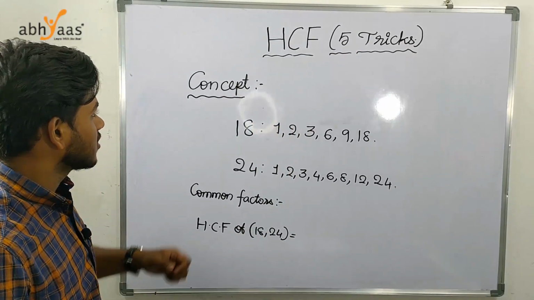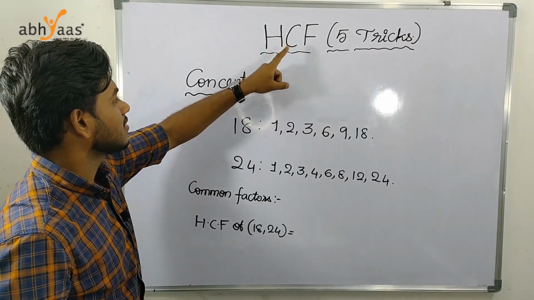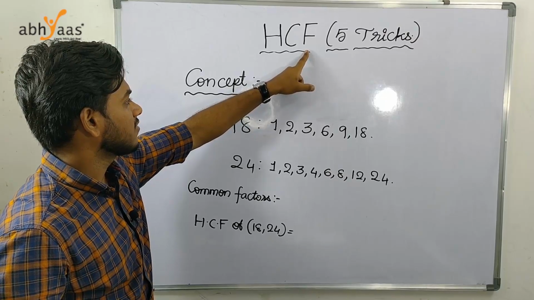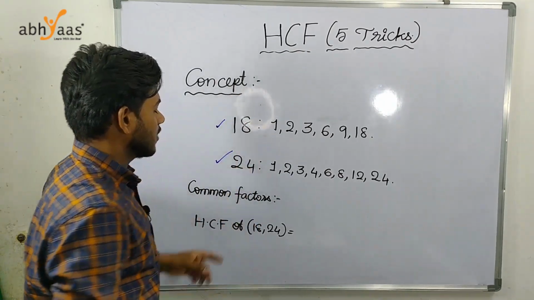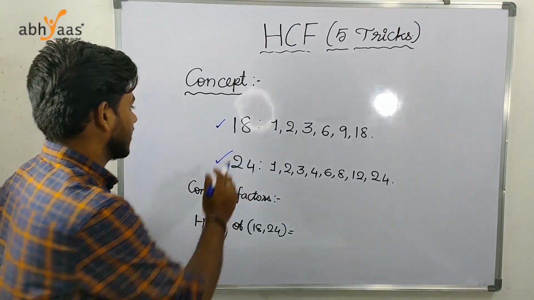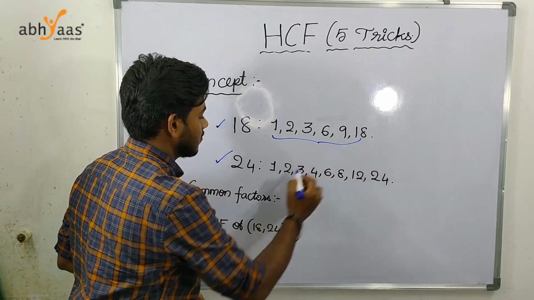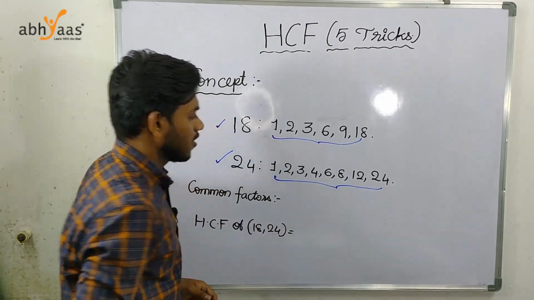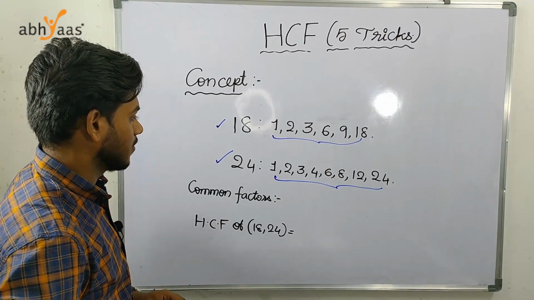Let us understand the concept of HCF. As we all know, HCF is nothing but highest common factor. So let's take one example. I have taken the numbers 18 and 24. So here I have written all the factors of 18 and 24 as well. These all are the factors of 18. These all are the factors of 24. So let's search for the common factors here.